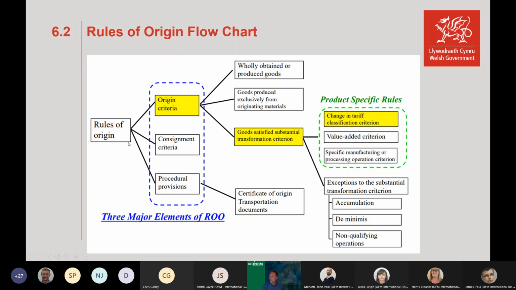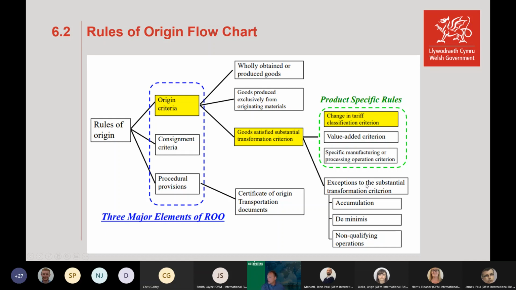The next element is the consignment criteria. This can be where the goods have to be shipped direct, for example, from one country to another, and they can't go through a third country. You have to check that with the free trade agreement, if transshipments are allowed, for example, and what the rules are around the consignment criteria. And then there are the procedural provisions that we've just been talking about, you know, who can supply the certificate of origin, the supplier's declaration, what kind of transportation documents are required, and so on.